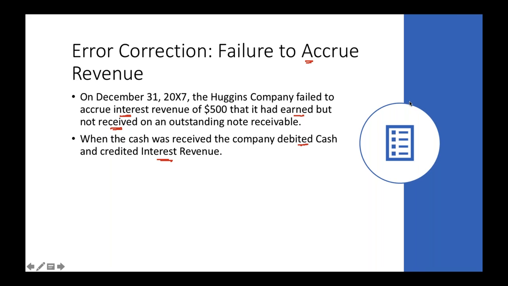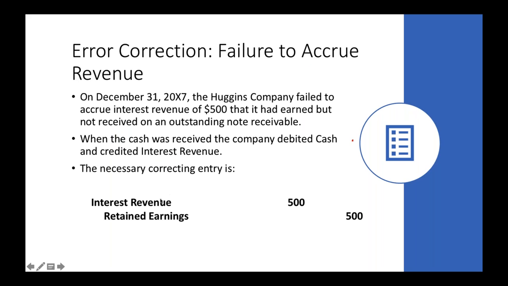What should the actual entry be? The actual entry should be interest revenue debit and retained earnings credit. Actually, it did not record the accrued interest. So what happens here? Your interest revenue is reduced. Reduced or increased? Increased. Therefore, it has to be accounted. Interest had to be received.